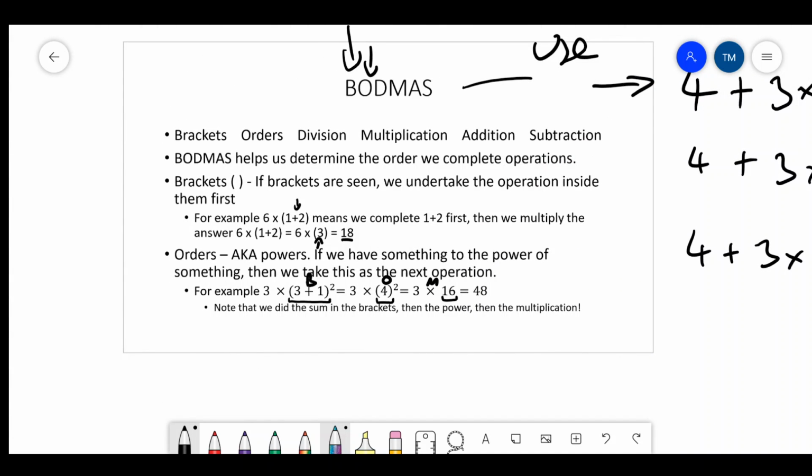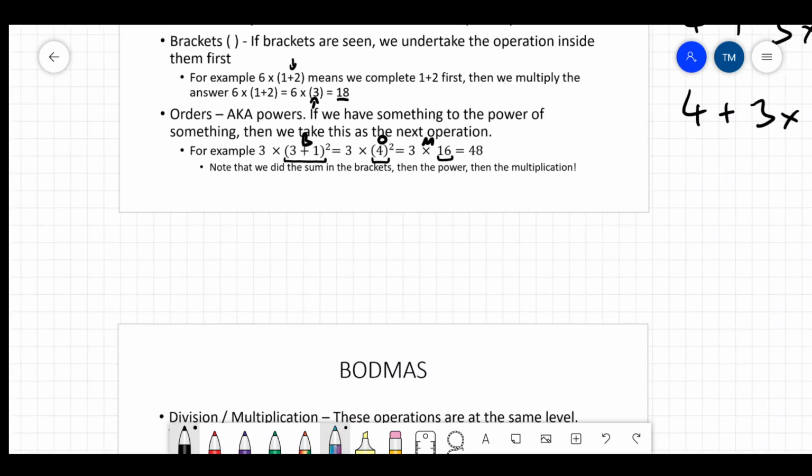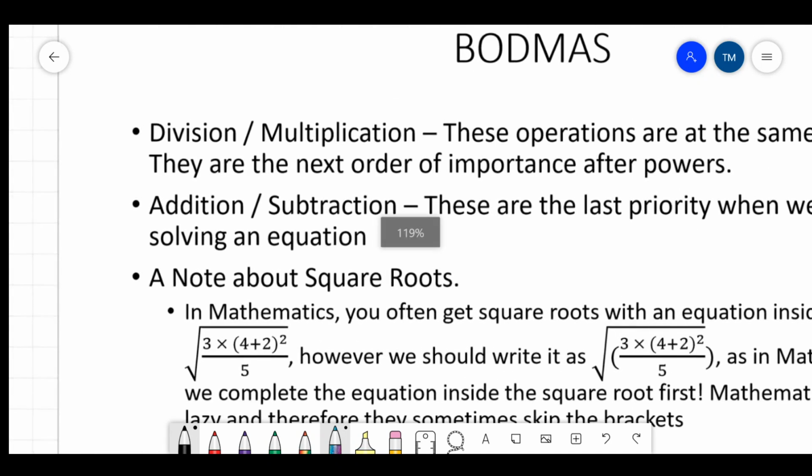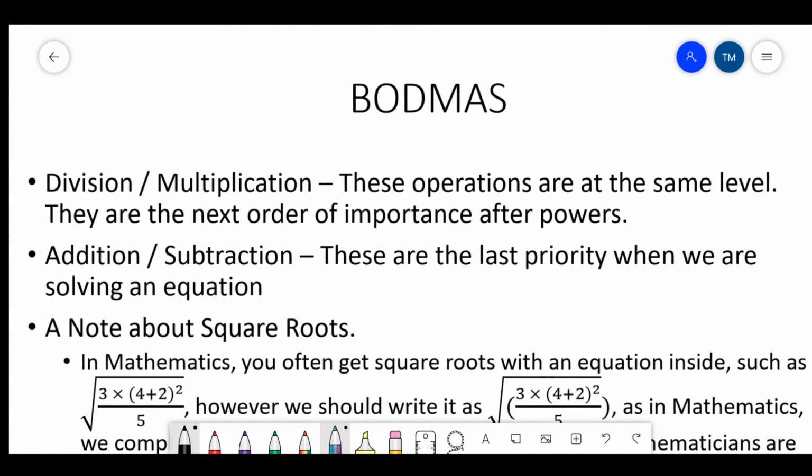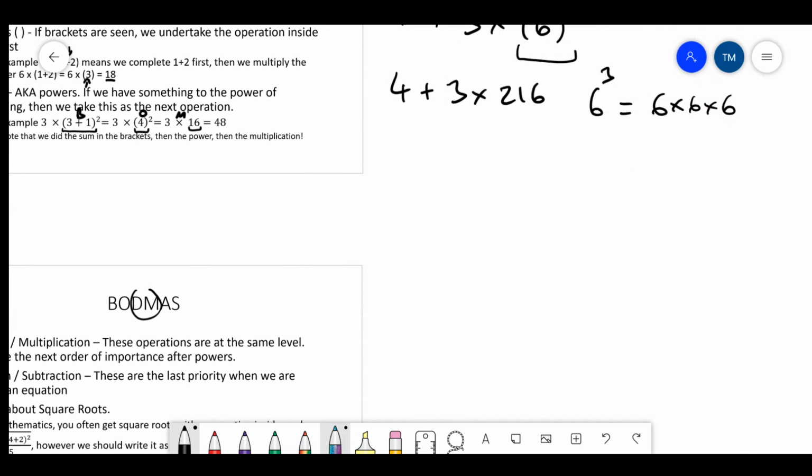The next one is D and M. D and M stand for division and multiplication. These operations are essentially at the same level. It doesn't matter which one you do. We just call it BODMAS because that's the way it's done. You could just as well call it BOMDAS. The order of these doesn't matter, but it's the next step that we do. So if we look at our example here, we've got 4 plus 3 times 216. We've got a multiplication here that we do first before we do the addition. So we do 3 times 216, which gives us 4 plus 648.